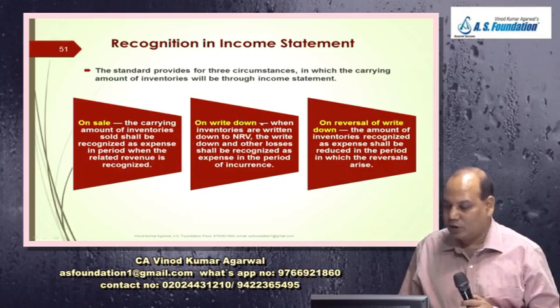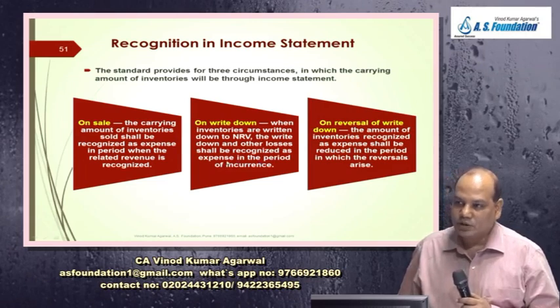The second time is when we reduce the carrying amount of inventory to NRV. The write down and other losses will be recognized in the income statement. It will form part of profit or loss, section 1. Okay, not in other comprehensive income.